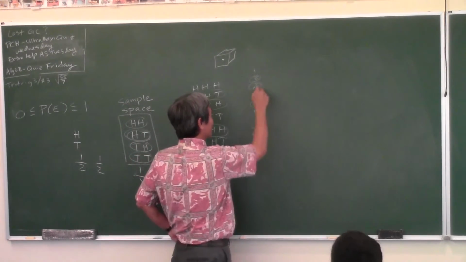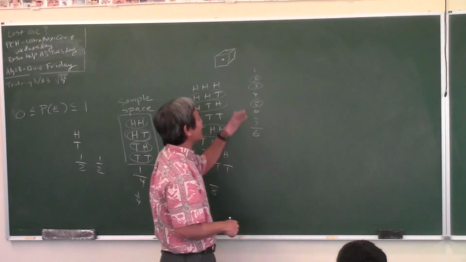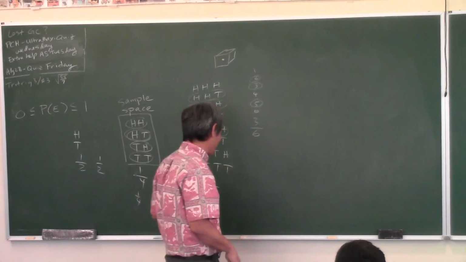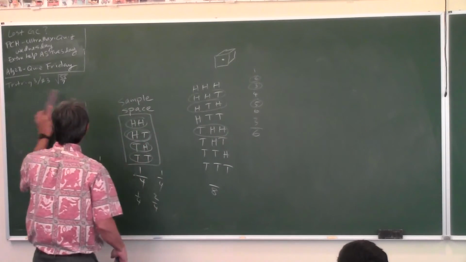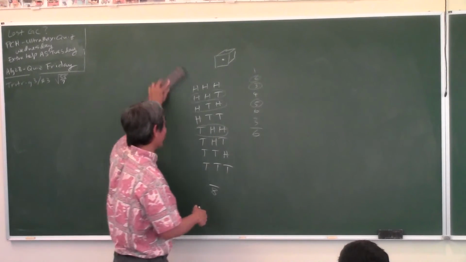Okay, anyway, so 3 out of 6, so 1/2. Okay, but that's just rolling one die. That's so easy, right? That's the kind you do in elementary school. Now, what happens when you roll 2 dice?